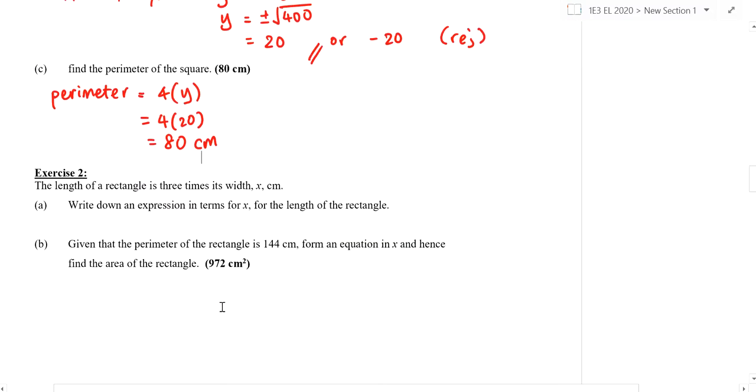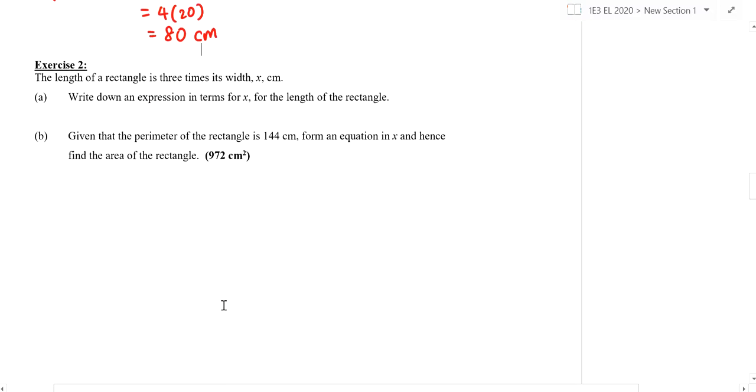So in exercise 2, part A, the length of a rectangle, again, do a sketch, is 3 times its width. So the width is x cm, the length has to be 3 times x cm. So from here we can write down an expression for either the area or the perimeter. So for part A, length is equal to 3x cm.